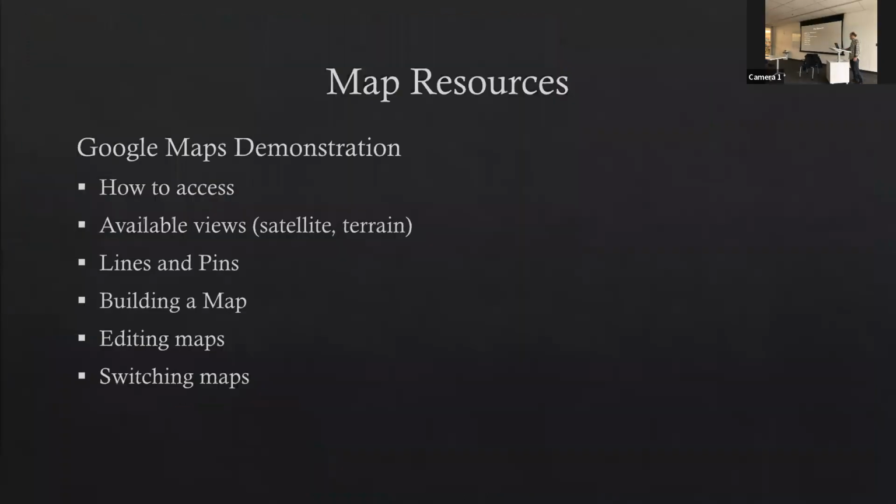All right, so I'm going to go straight to the demo here. I'm going to show you how to access the part of Google Maps that lets you draw your maps. There are various views you can look at, some of which you've seen already, how to use lines and pins, how to edit things, and how to switch maps. And then we'll go into topo maps and other resources to find the details you need.